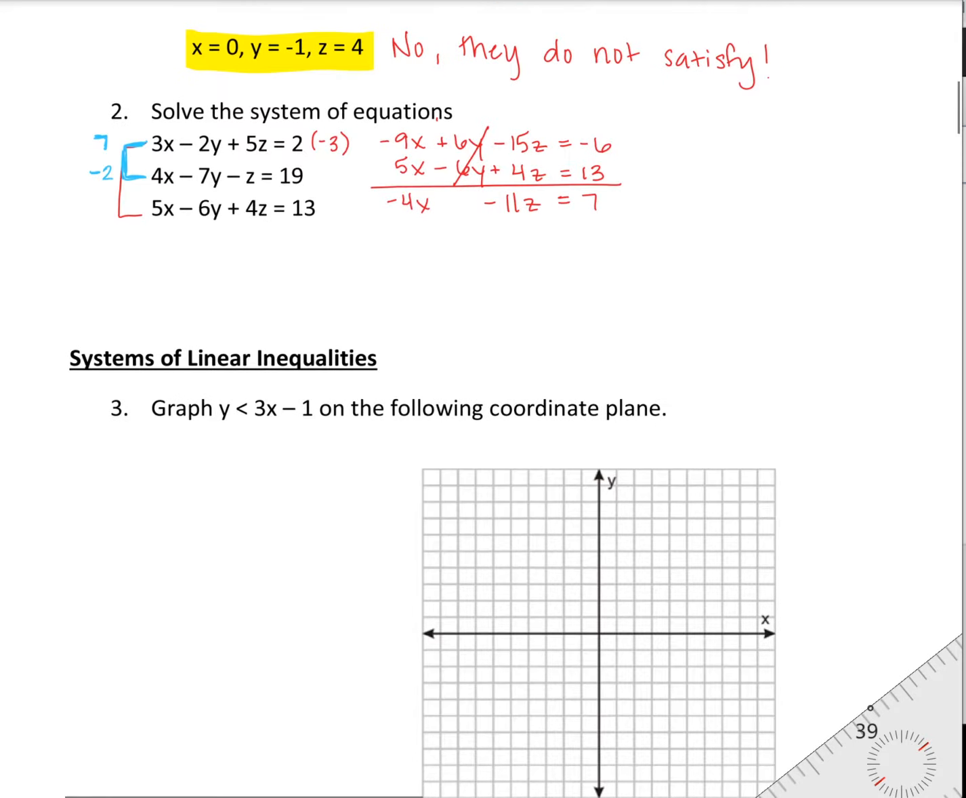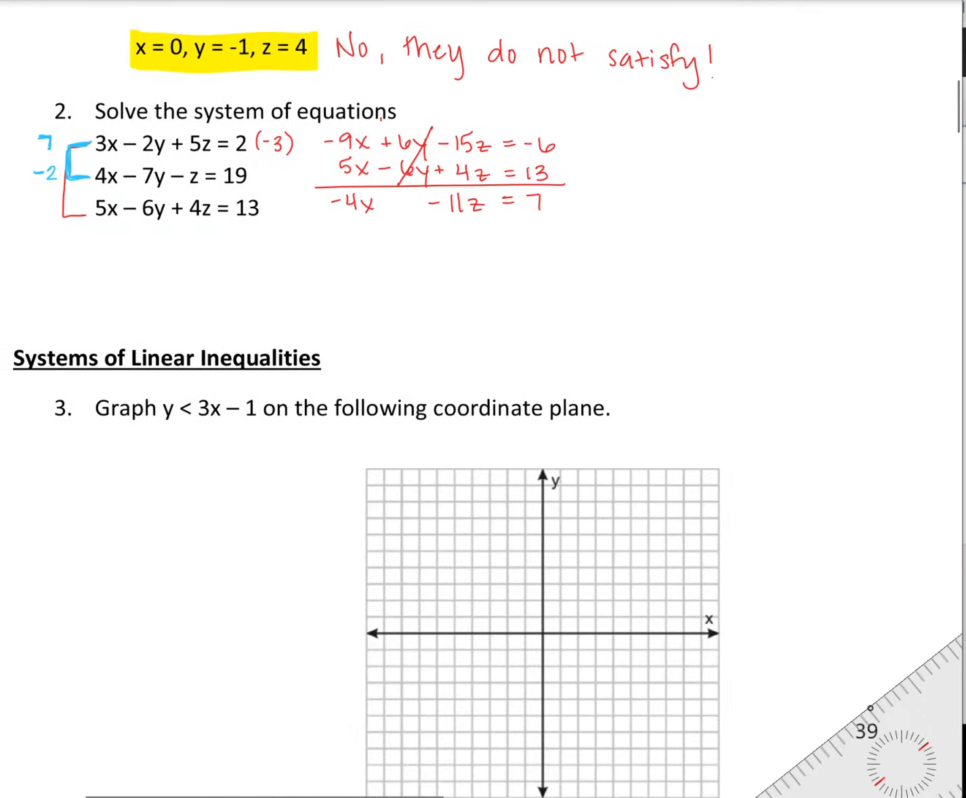So I'm going to do my work over here to the side. Notice I'm actually using separate colors so that I can keep them separated from each other and follow along with what I'm doing. So I'm going to distribute the 7 to the top. So I will get 21x minus 14y plus 35z equals 7 times 2 is 14.